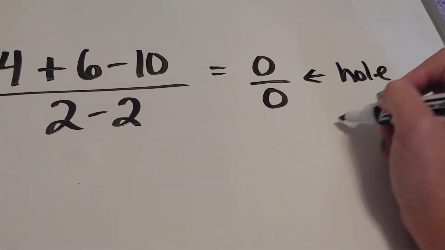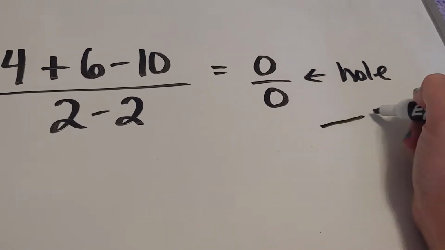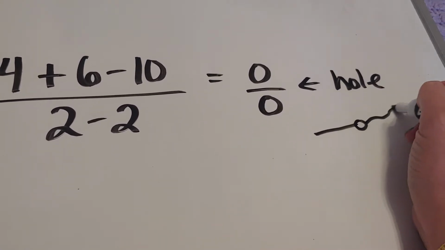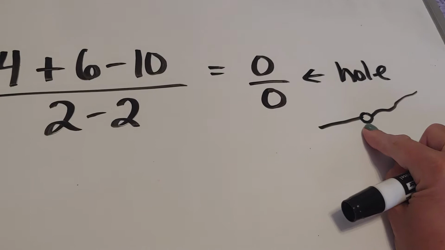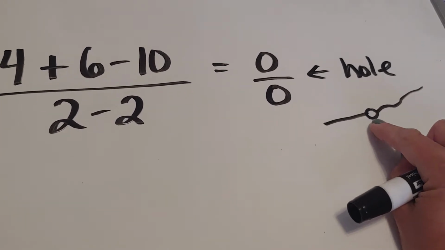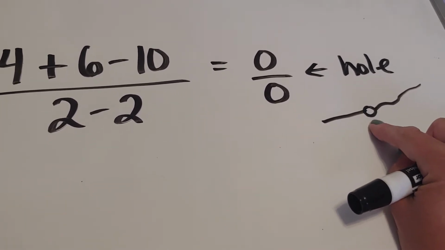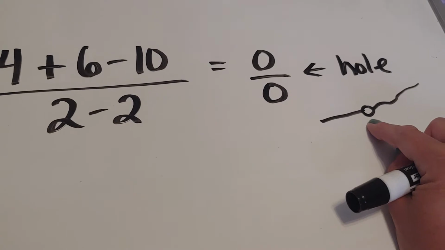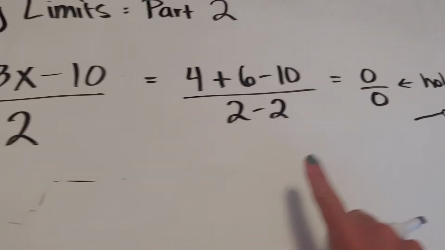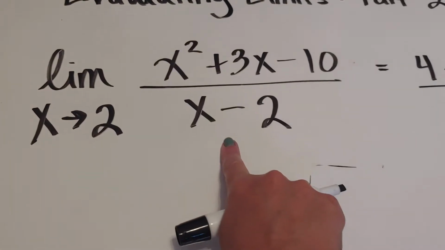What's happening here is when I get 0 over 0, this is a hole. So to remind you of what that looks like, we have basically a connected graph, whatever that looks like, and it could have wiggles or not, but I have basically an open circle. So that limit's going to exist. I need to know what that y value is. Okay, so how are we going to figure it out? We're going to do some algebra.